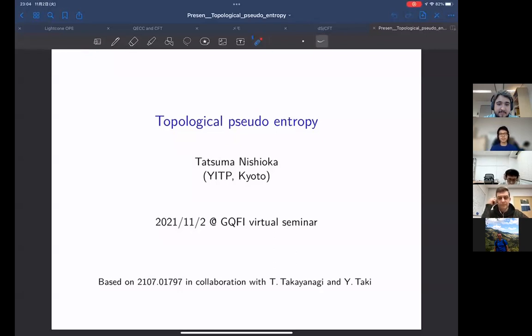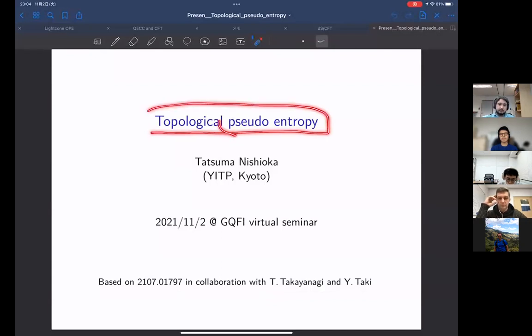So today I'm going to talk about my recent work, this paper. This is in collaboration with Tadashi Takayanagi and Yusuke Taki. Both of them are in YITP, Kyoto. Okay, so today I'm going to talk about some new quantity called pseudo-entropy.